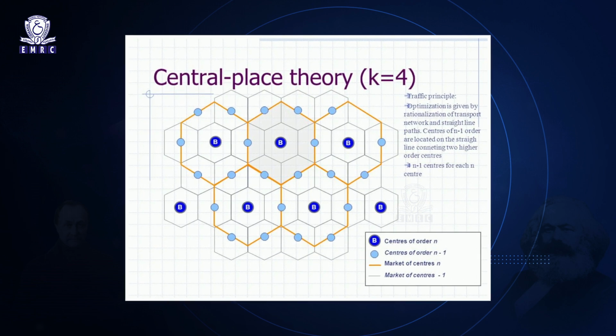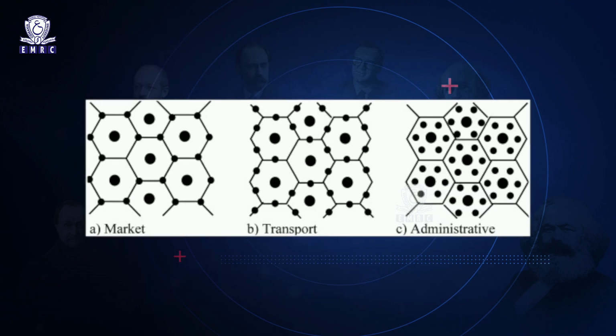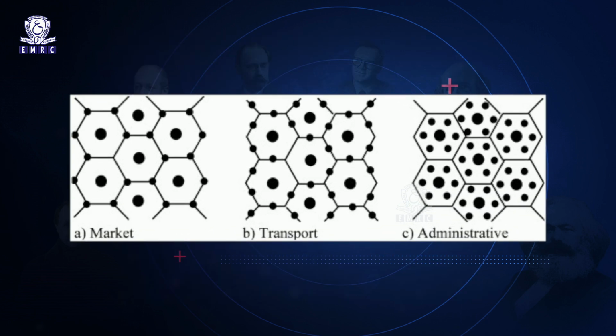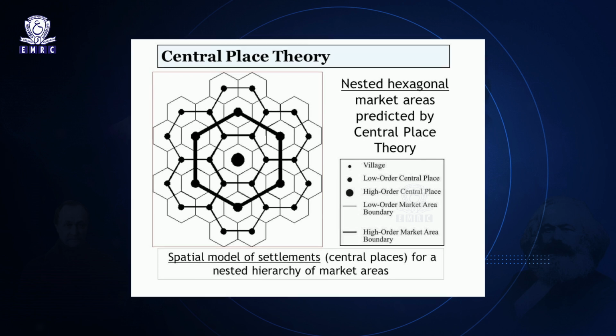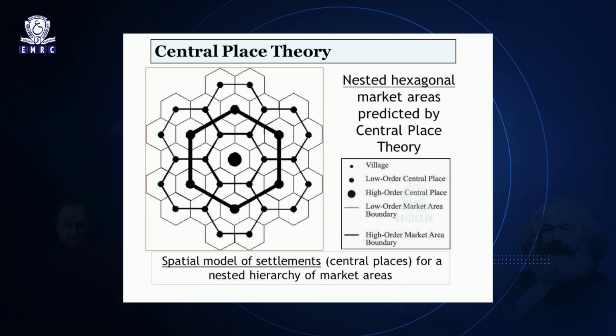According to the K is equal to 4 transport principle, the market area of a high order place includes a half of the market area of each of the 6 neighboring lower order places, as they are located on the edges of hexagons around the high order settlements. This generates a hierarchy of central places which results in the most efficient transport network. There are maximum central places possible located on the main transport routes connecting the high order centers. The transportation principle involves the minimization of the length of roads connecting central places at all hierarchy levels.